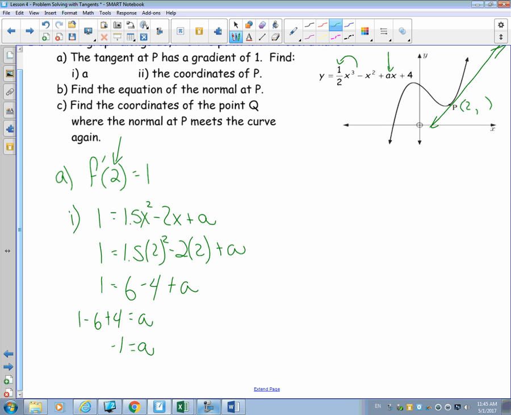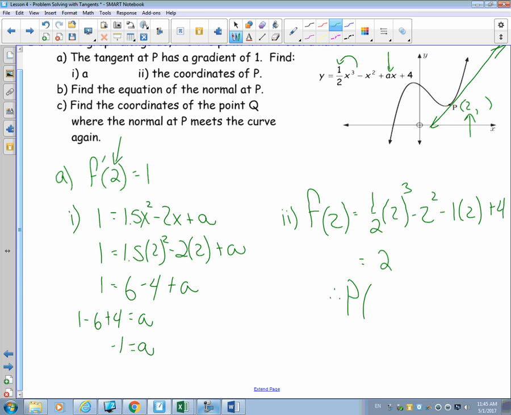Part 2 says find the coordinates of P. I can do that by using my original function at 2. That's what we were told, right? x is 2. And now that I know a, I have all the parts and pieces to solve this equation. a was -1. And put that all into our calculators. And we get a number like, hopefully, 2. So P is (2, 2). Okay, there's part A done.